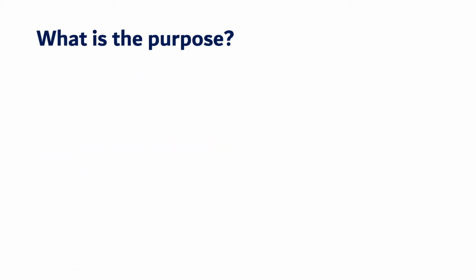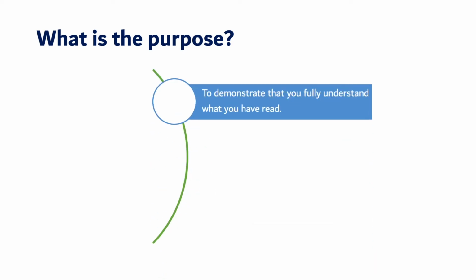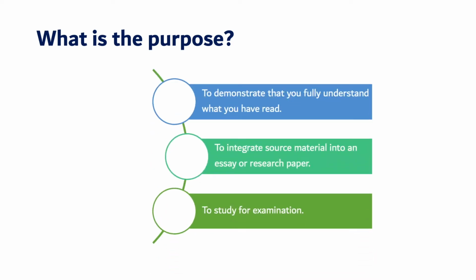So what is the purpose of making a summary? Because you are a student, at least there are three purposes. The first one is to demonstrate that you fully understand what you read. So when you make a summary, you will focus your attention on the content, the purpose, and also the organization of ideas. And you will separate the main ideas and supporting ideas. So when you can make all of those things brief in your summary, it means that you understand the main thing from that text.